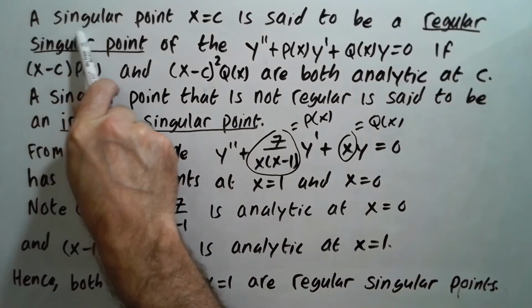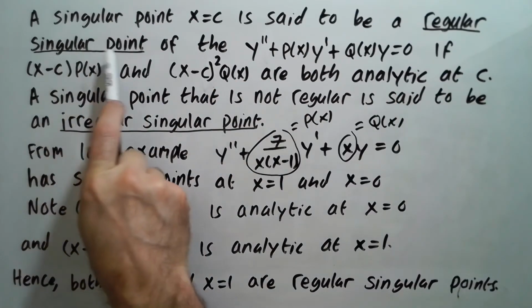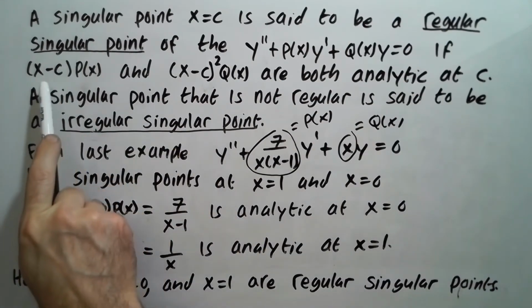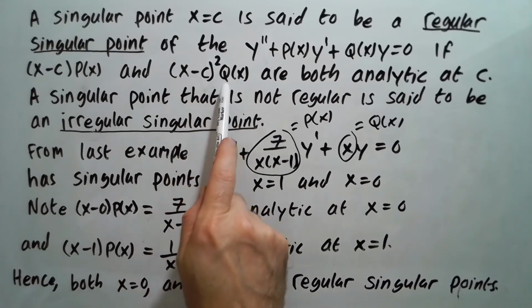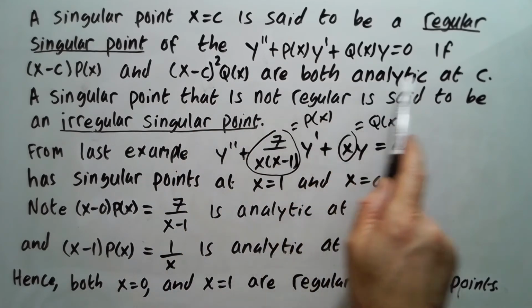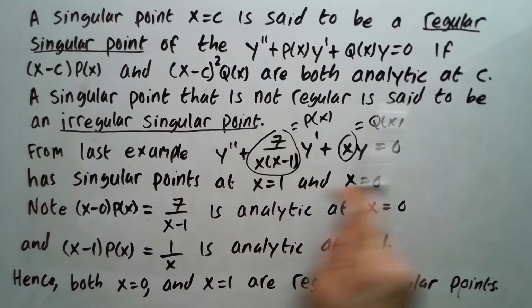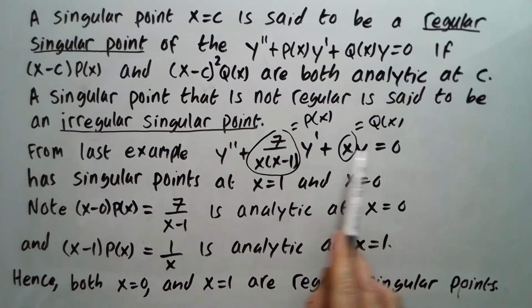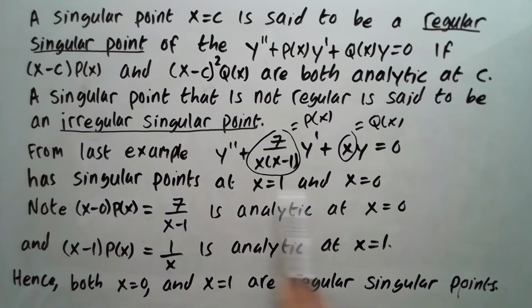Okay, so a singular point x equals c is said to be a regular singular point of the differential equation if x minus c times my p function and x minus c squared times my q function are both analytic at c. And a singular point that is not regular is said to be an irregular singular point. So if you go back to our last example that we just finished, we showed that x equals 0 and x equals 1 are both singular points.